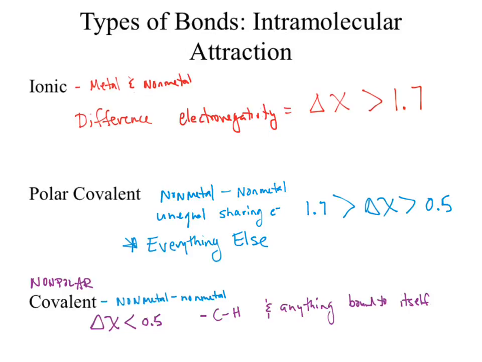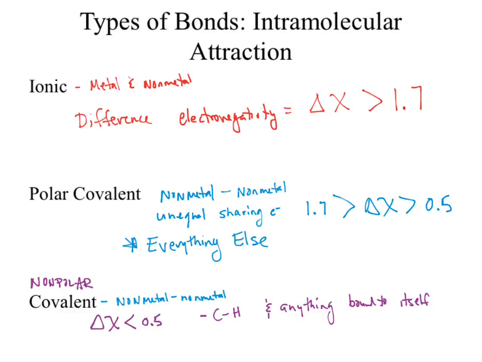What type of bond do we have between lithium and lithium? I heard nonpolar covalent or covalent. I'd accept both of those answers because that is anything bound to itself except nonpolar covalent needs to be nonmetal to nonmetal. Lithium bound to lithium is metal and metal. What is that bond? Not on this classification. I don't care. Technically, it's a metallic bond. We don't need to worry about those for this class.